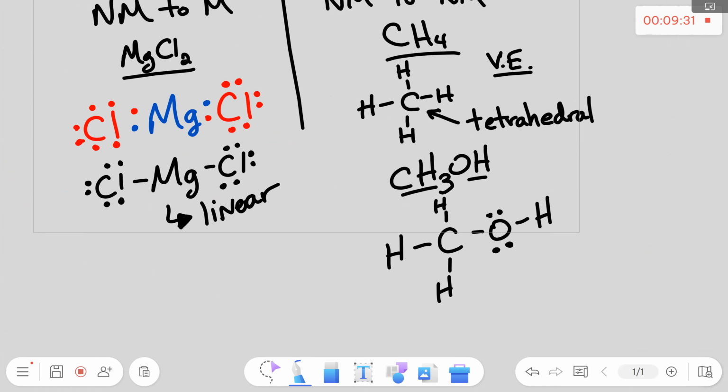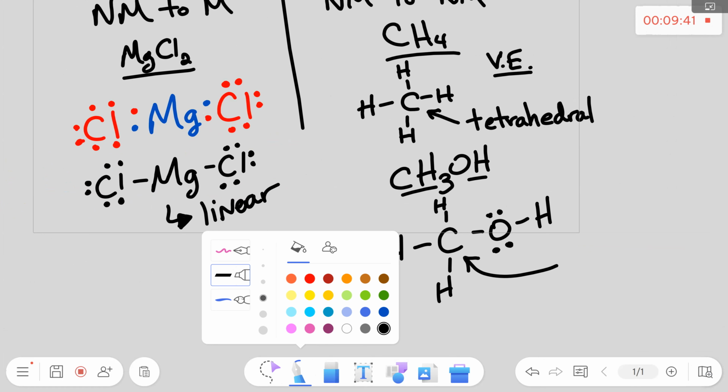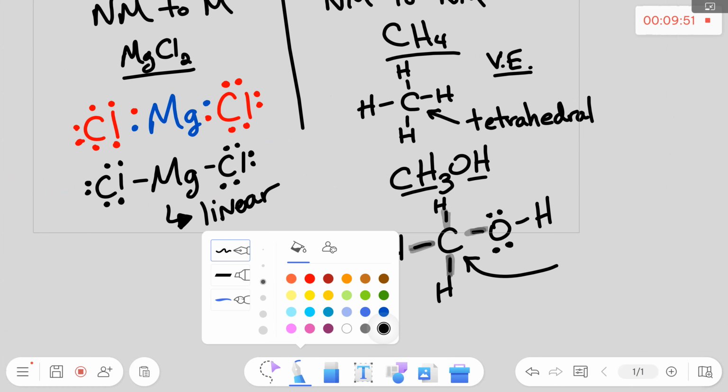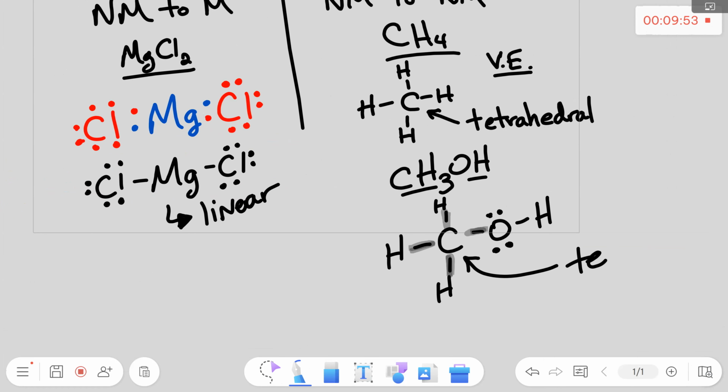We technically have 2 shapes here, right? Carbon's got 4 bonding sites. 1, 2, 3, 4. None of them are lone pairs of electrons. So that makes us be tetrahedral in shape.